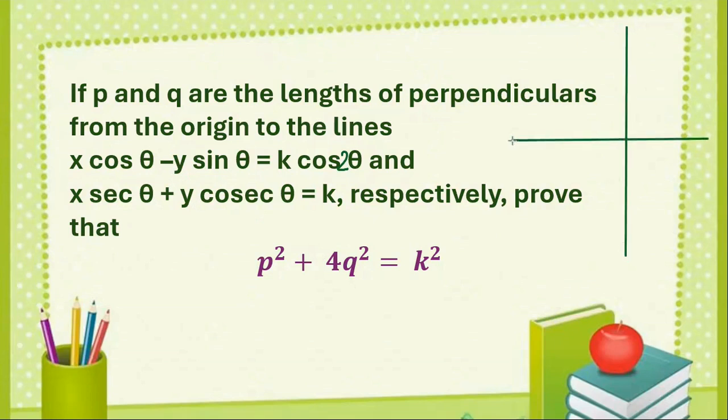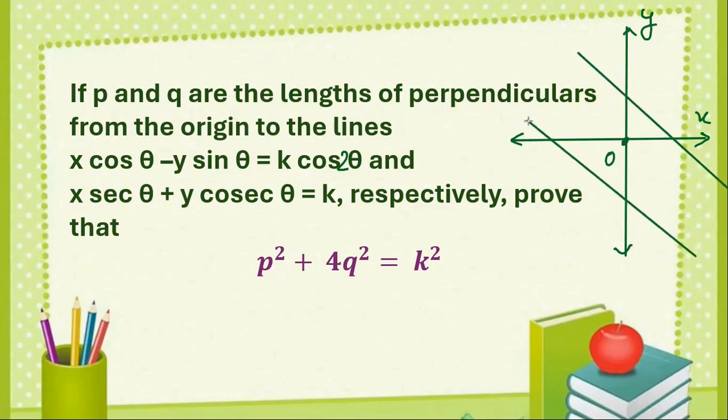So I'm using the XY plane. This is the Y axis we have, and this is the X axis, right? Now, this is the point of origin. Now, what they are saying, if P and Q are the lengths of the perpendiculars from the origin. So let's make the lines first. So let's say this is the line L1 and let's say this is the line L2 we have, right?